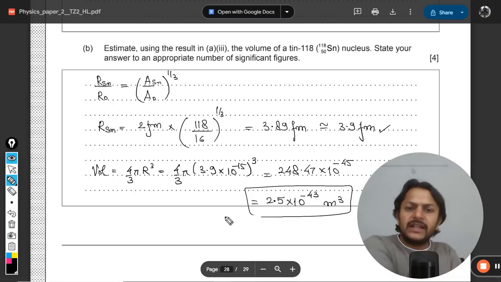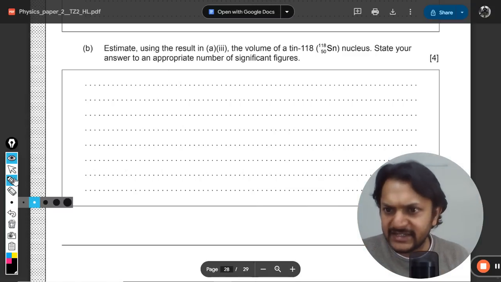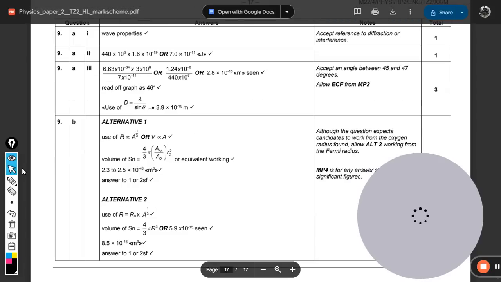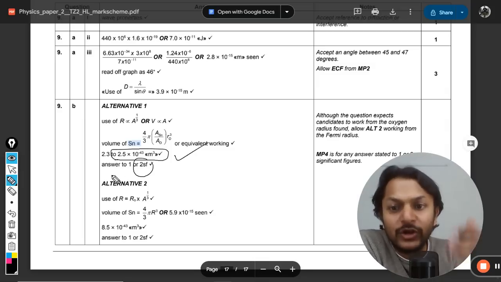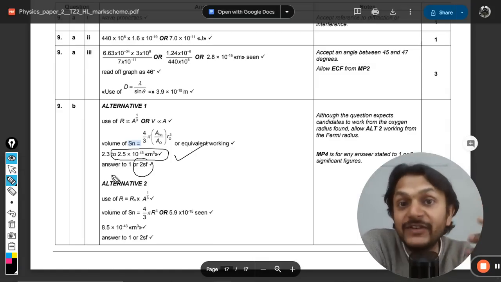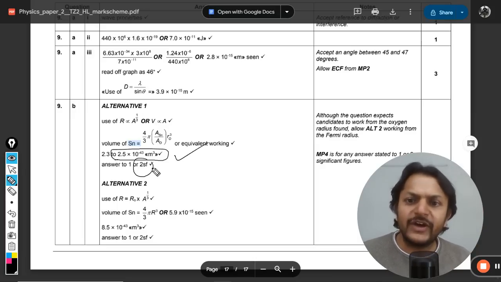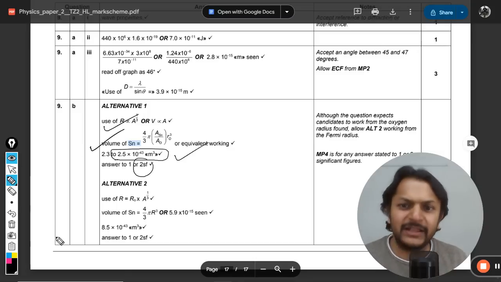So let us see. There is a catch in this question also. I will let you know it later. Let's see what is the answer given in the mark scheme. Yes, here. Okay. Yes, the answer is 2.5 into 10 raised to power negative 43. Exactly the same thing. And the answer is only supposed to be up to two significant figures. So the answer will be 2.5. Otherwise, it is coming out to be 2.48 or something. So the answer is 2.5, 10 to the power negative 43. They are also using the same method, by the way.